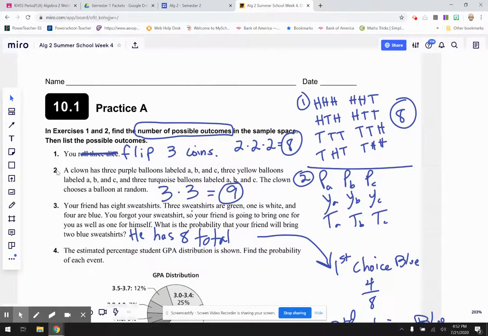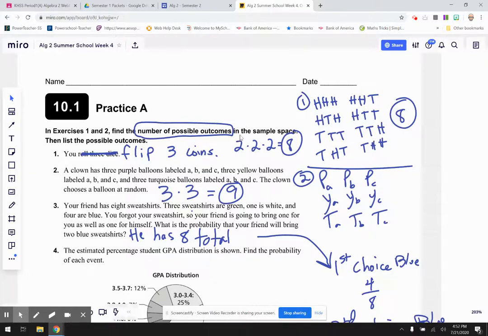A clown has 3 purple balloons labeled ABC, so purple A, purple B, and purple C. 3 yellow balloons labeled ABC, so yellow A, yellow B, and yellow C. And 3 turquoise balloons labeled ABC, turquoise A, turquoise B, and turquoise C. So he has 9 balloons. If a balloon is chosen at random, they want to know how many would there be? There'd be 9. You could have done 3 balloons times 3 colors.